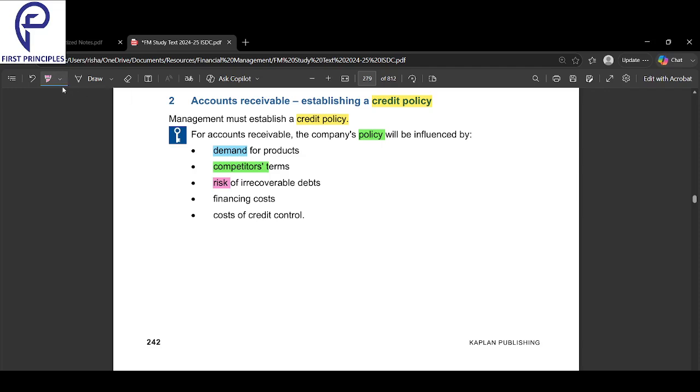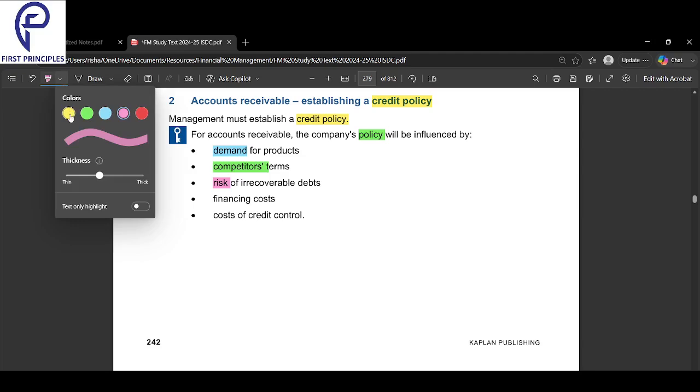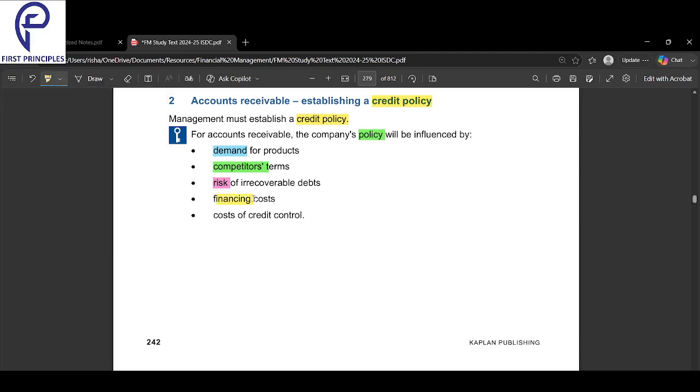If borrowings are expensive, don't give credit at all.